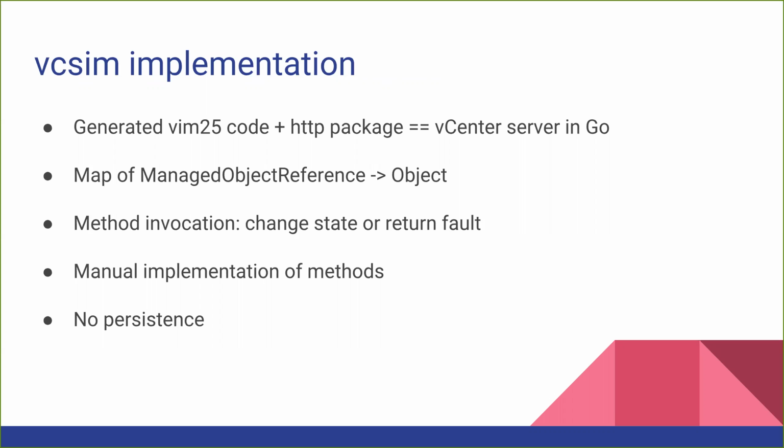But what we started with was generated code that's generated from the WSDL. So it includes every managed object, every method, all of the data types. And we had been using that strictly on the client side. What we ended up doing was combining those types with just the Golang standard HTTP package, and basically turned it into, at least from the perspective of API clients, a vCenter server that's written in Go.